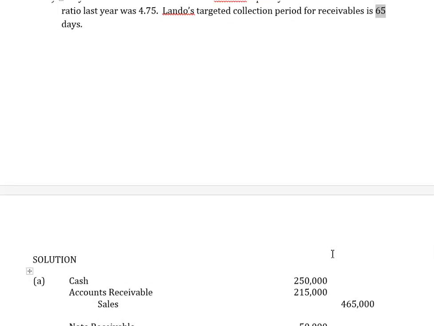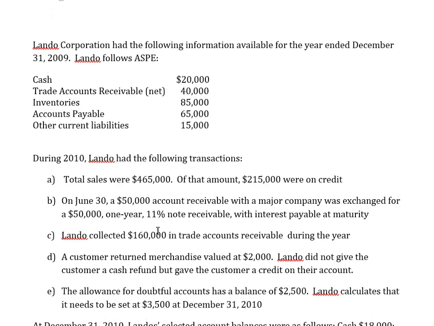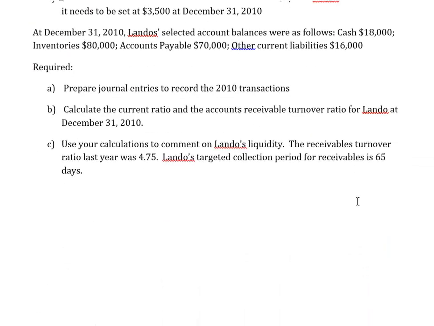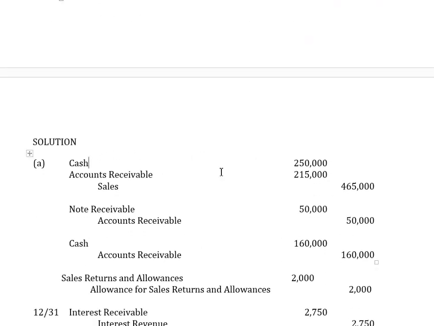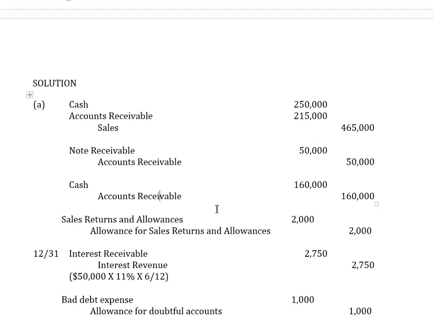So again, if we go flip back to the question, it said that we had total sales of $465,000. $215,000 were on credit. So we know the balance were cash sales. So we're going to debit cash and the receivables and credit our sales revenue. We also know that during the period we exchanged our account receivable for a note. It was $50,000, so we set it up. We also know that we had collected on our receivables $160,000 during the period. So we're going to debit cash and credit our accounts receivable for $160,000.